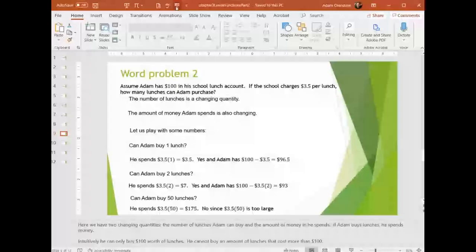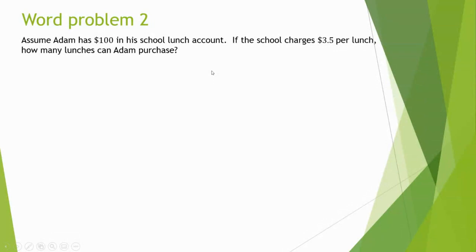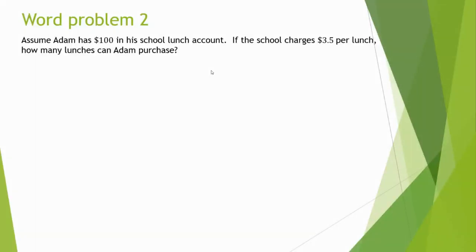Okay, so here, this is another one from the book. Although I think they don't use the name Adam, they use someone else's name, but I've decided to go with my name, I guess. But let's suppose Adam has $100 in a school lunch account. And let's say the school is charging $3.50 per lunch. We want to know how many lunches Adam can purchase. So that's what we're looking for.